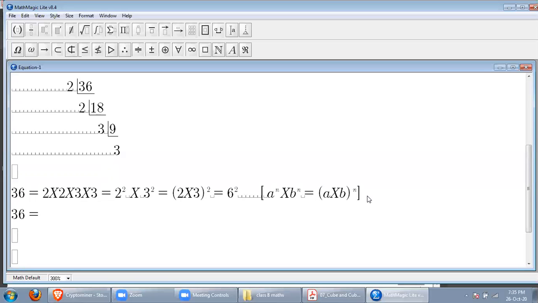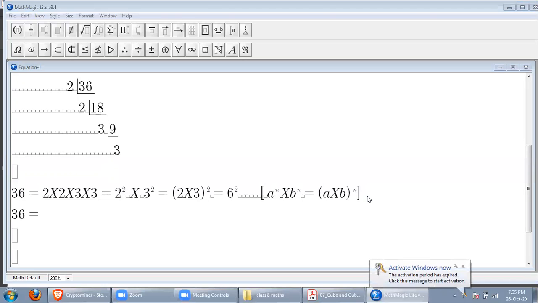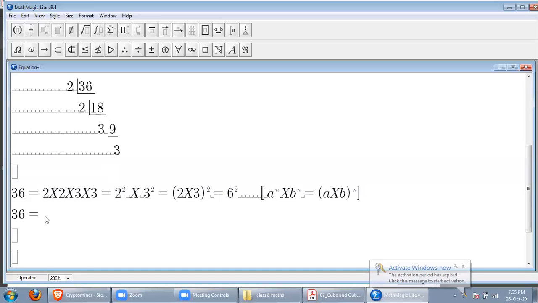If it is not a perfect square, we will not be able to make pairs for every prime factor. If it is a perfect square, we will be able to make pairs for every prime factor. It may be able to make pairs for some prime factors, but not for others if it is not a perfect square number. Is it clear?